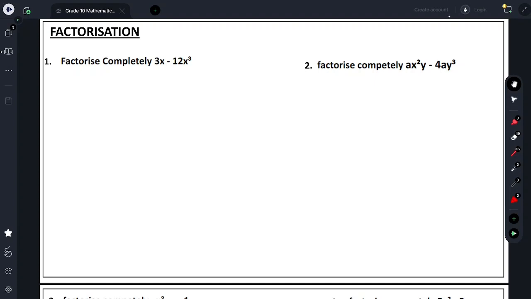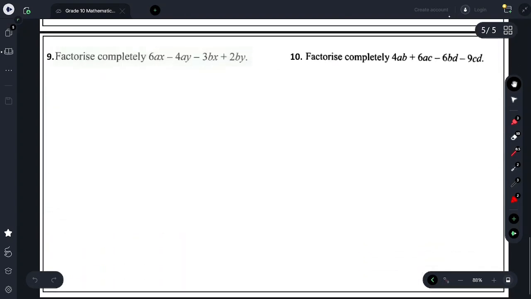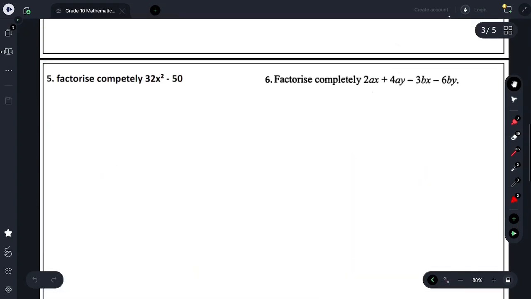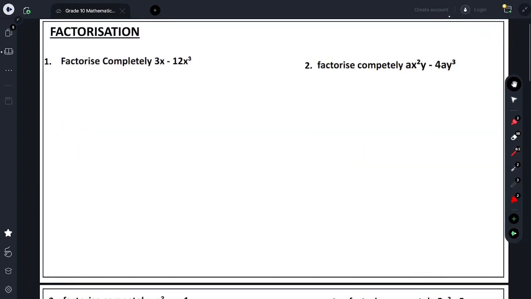So in today's mathematics lesson, we'll be looking at factorization, and as always, there are a few things that we need to learn on factorization. These are the things that we are going to cover, which mostly come in paper 1. So these questions mostly come in paper 1.